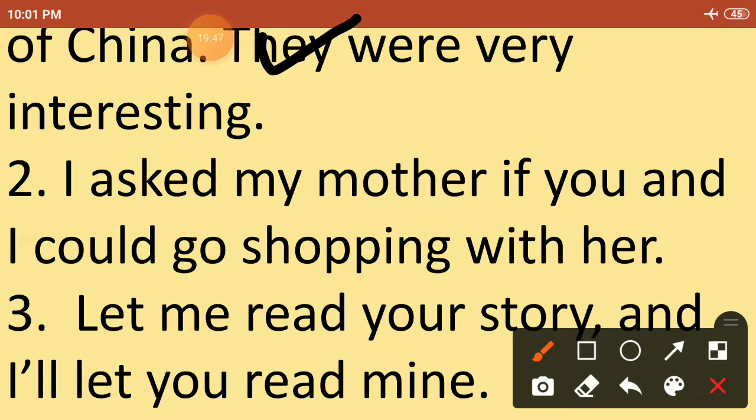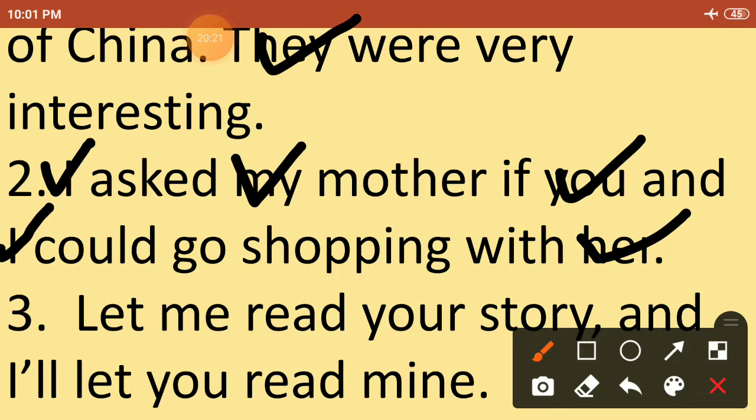Let's see the second question. I asked my mother if you and I could go shopping with her. Be careful, read the sentence carefully and find out the pronouns. So, very good. I, my, you, I, and her. These many pronouns are there in the second sentence.